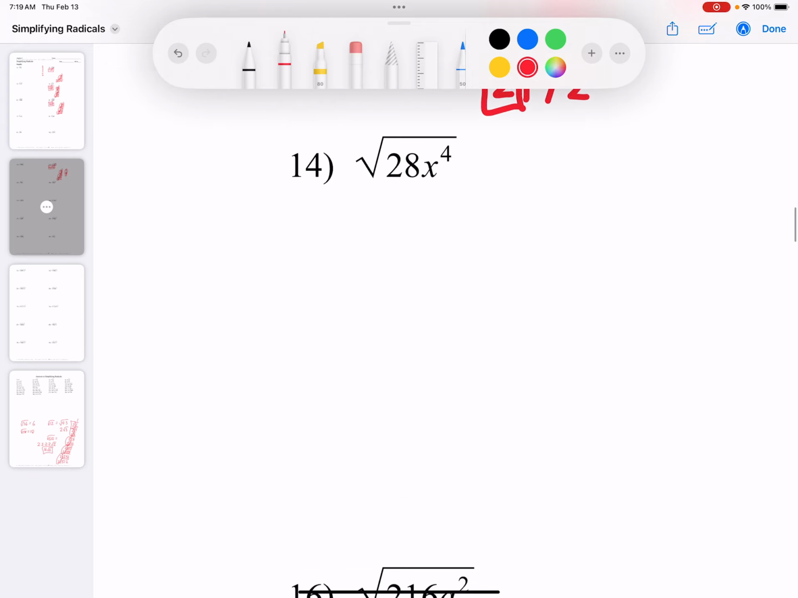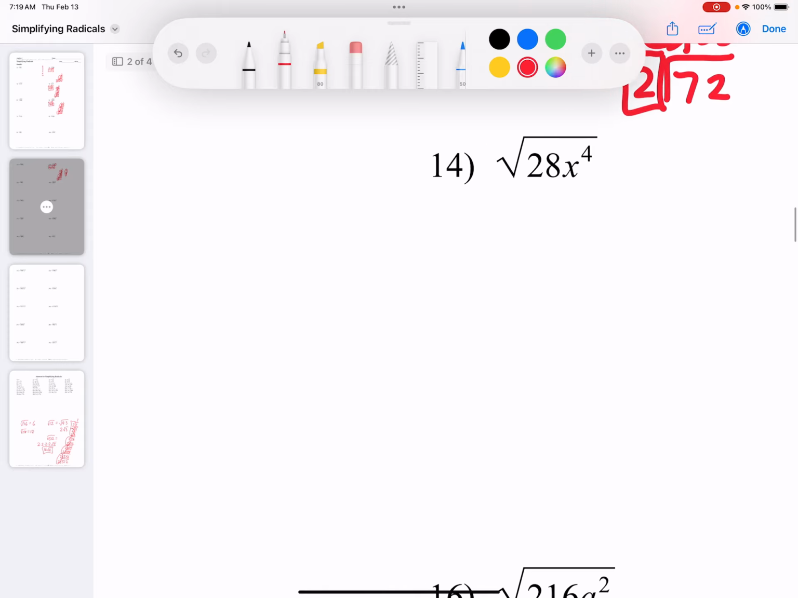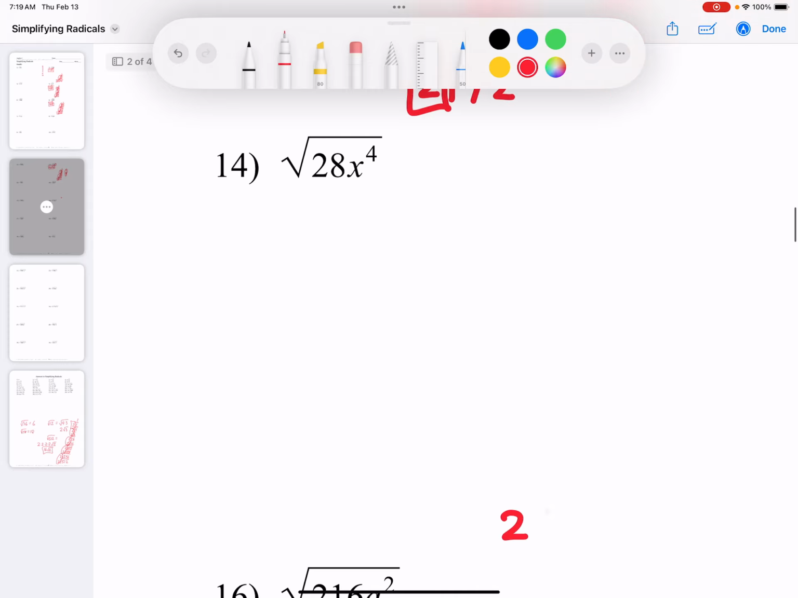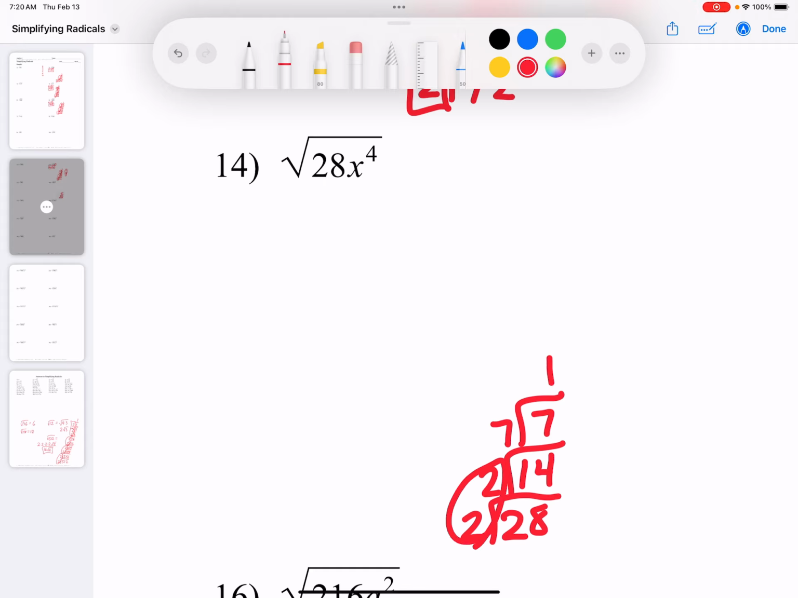So number 14. We're going to make our factor cake for 28. We're going to divide by 2 and we get 14. We're going to divide by 2 and we get 7. Divide by 7 and we get 1. So that's the pair of 2s is going to come out. The 7's going to stay behind.